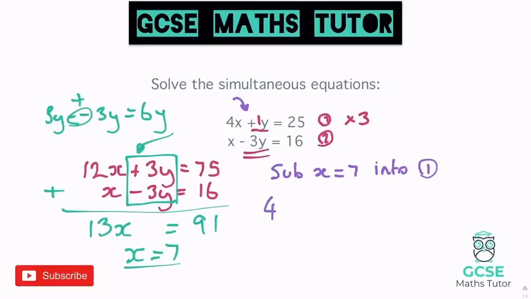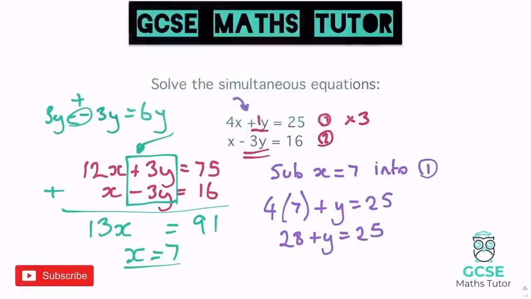So again, using brackets, I'm going to do 4 lots of 7, add that 1y, and that equals 25. Now 4 lots of 7 is 28, so we have 28 plus y equals 25. And again, we just need to finish this off to find out what y is. Well, 28 add y is 25, it goes down, so it's got to be negative. If we solve this like normal, take away 28 from both sides, we get y equals negative 3. And there's our final answer: x equals 7 and y equals negative 3.